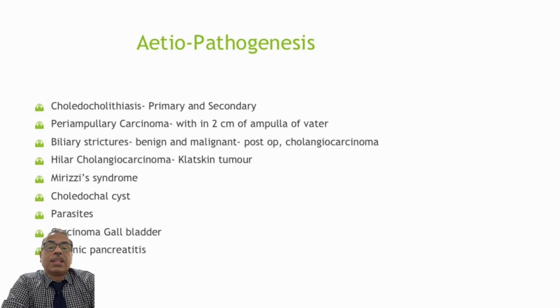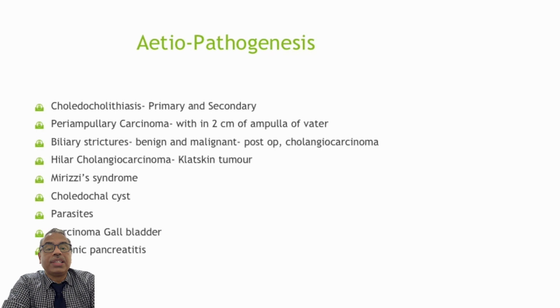Mirizzi syndrome is another important cause of obstructive jaundice, which can cause basically obstruction to either common hepatic duct or common bile duct, and it basically is nothing but a stone which is present in the neck of the gallbladder, in the cystic duct, or in the infundibulum, leading to mechanical compression of common hepatic duct which lies adjacent to it, or sometimes common bile duct, leading to obstructive jaundice.